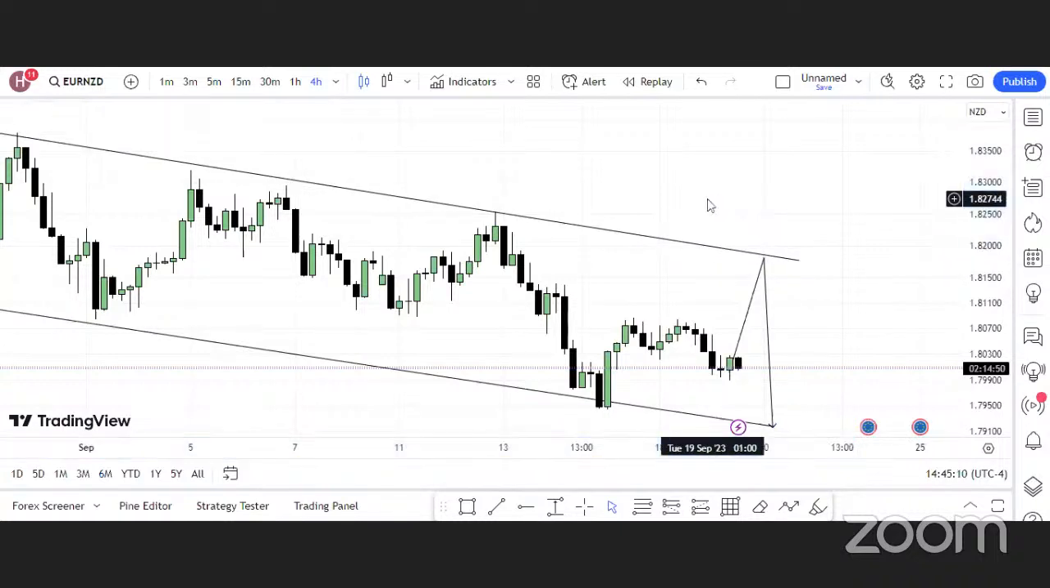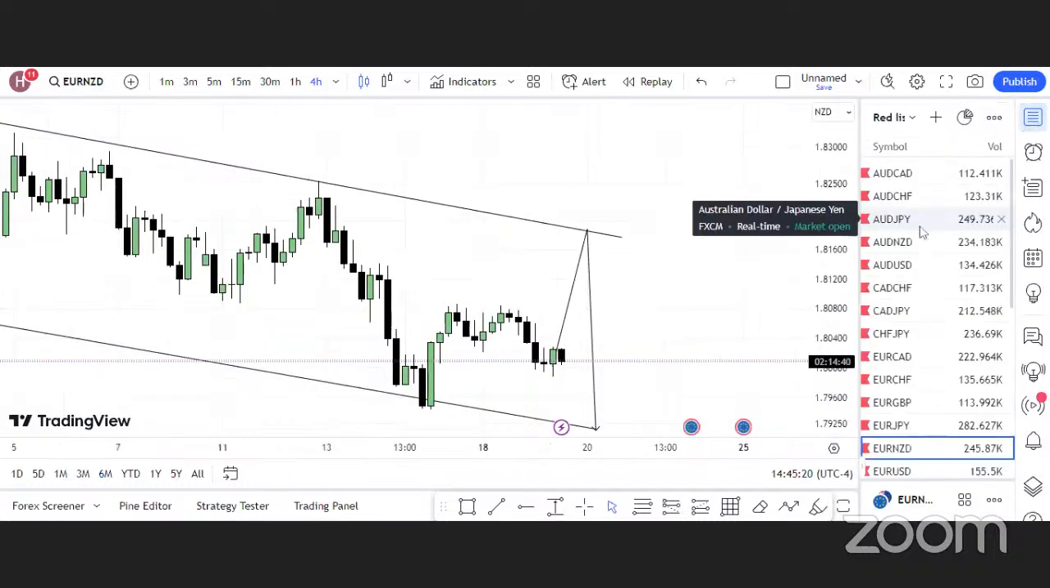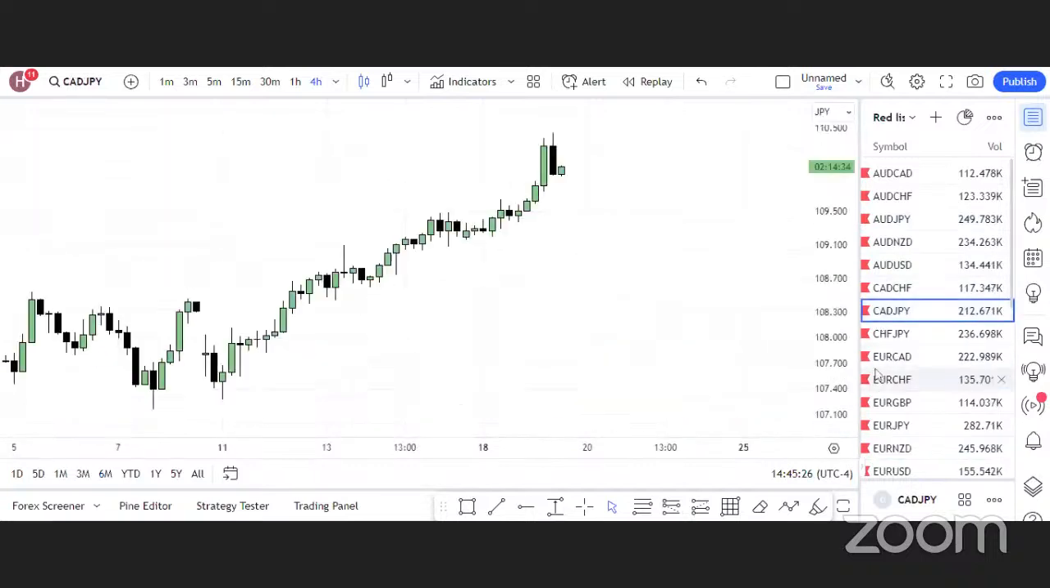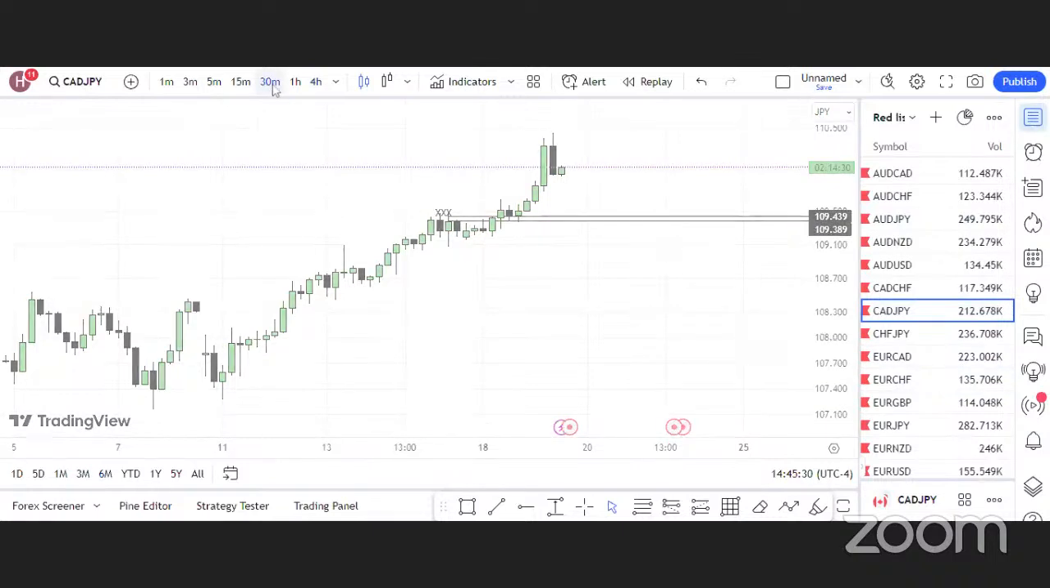So I'm assuming that you guys understand everything that I've been explaining. Okay, so guys, let's make another example from another pair. Another trade, let me just choose a random one. So this is CADJPY.